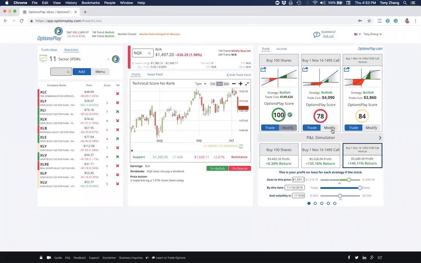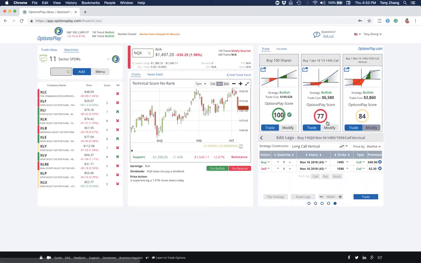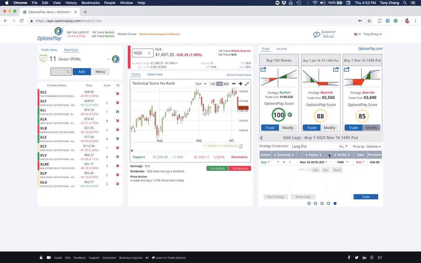I want to compare a catastrophic hedge and a comprehensive hedge. So I'm going to modify these expiration dates. We talked about using relatively longer dated options, so I'm going to select the January 2019 option. I'm going to use a January 2019 put option. I'll do the same thing here, with a January 2019 put option.